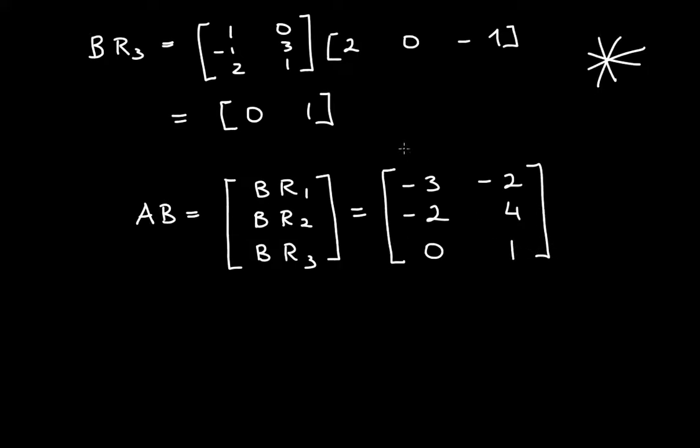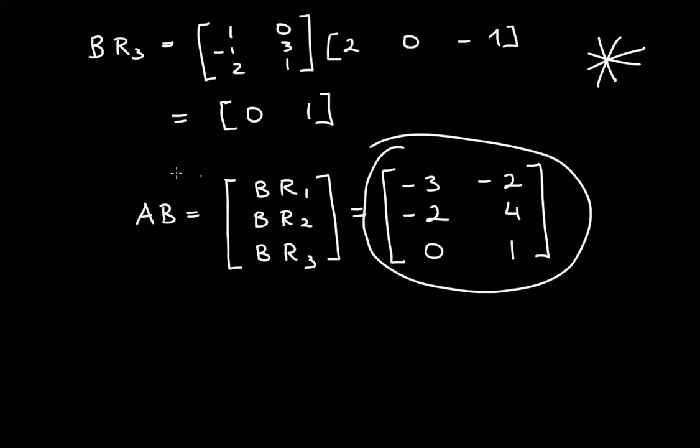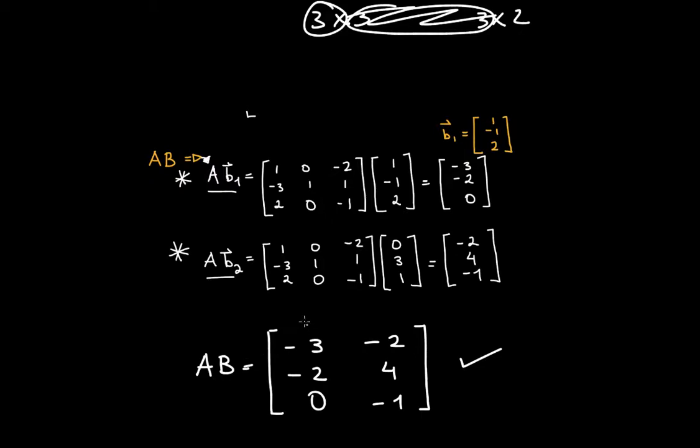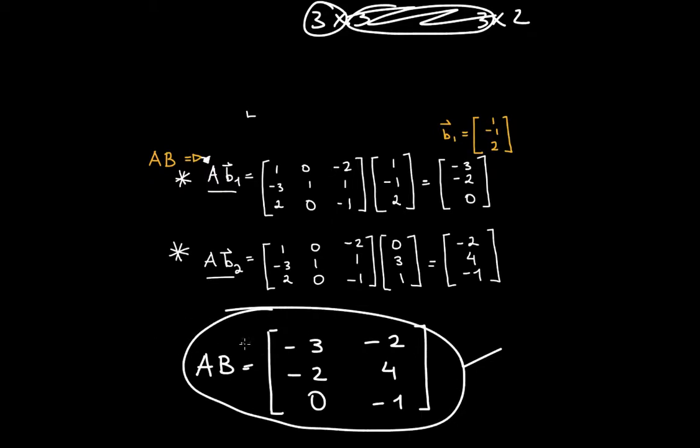And if you check this with how we did it with method 1, let me try to find it. There we go. We have the same exact answer. The last style of partitioning is called outer product.